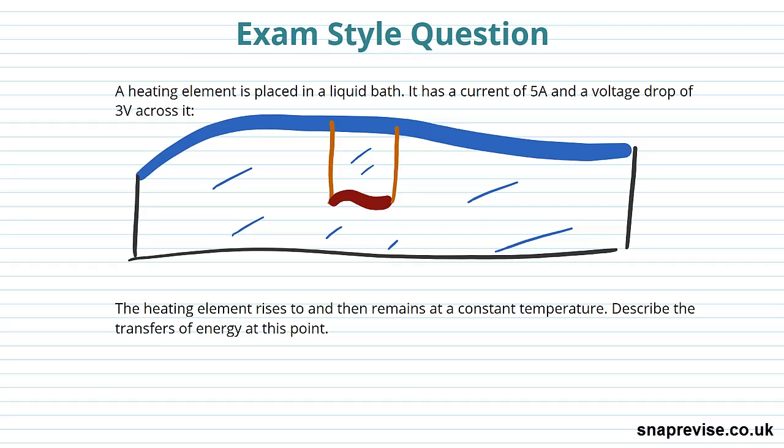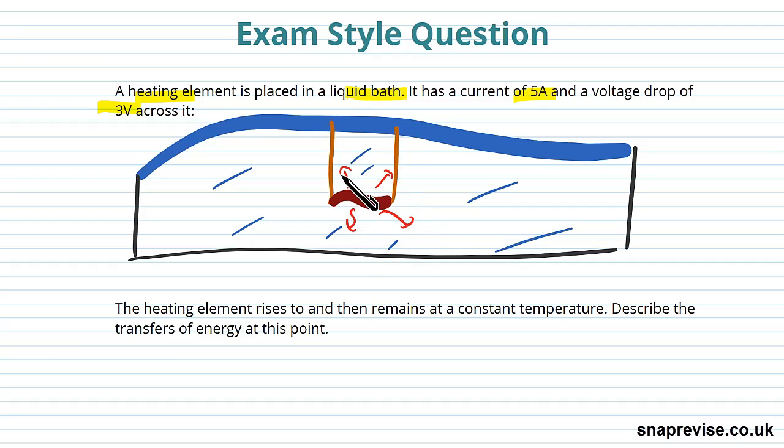So in this question, we're going to talk about having a heating element in a liquid bath. This heating element in a liquid bath has a current of 5 amps and a voltage drop of 3 volts across it. And that's basically what I've just drawn here. There's this liquid bath, there's this heating element, and it's just heating the thing up through convection, etc. I'll just draw on some arrows there.